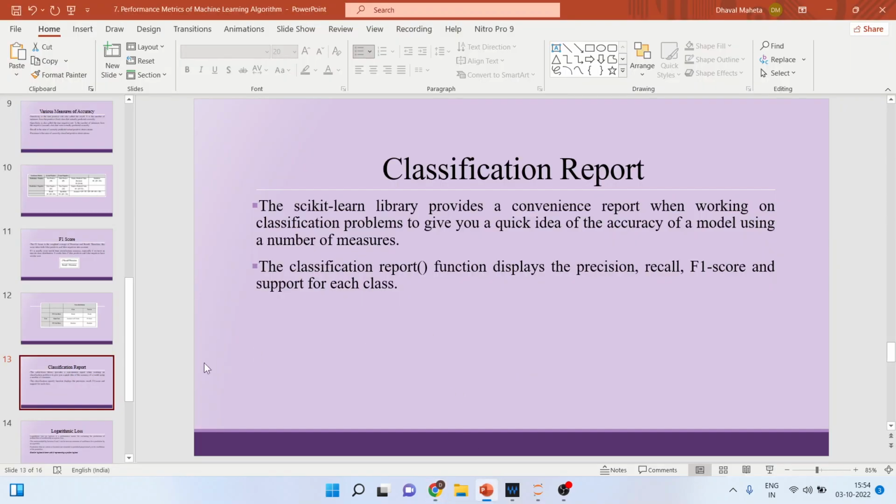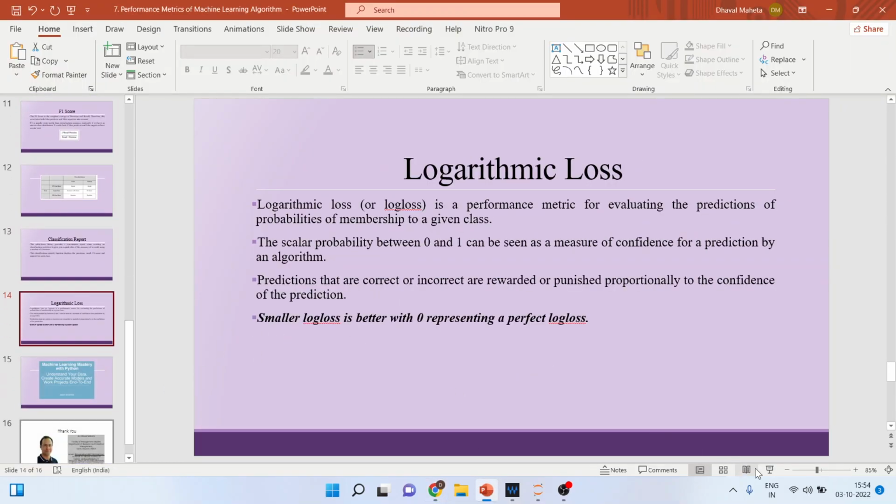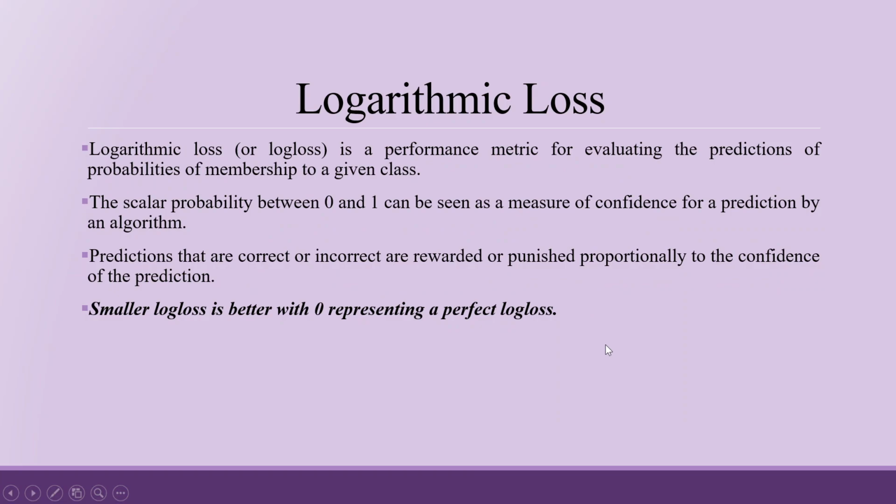The next is logarithmic loss. The logarithmic loss or log loss is a performance metric for evaluating the predictions of probabilities of membership to a given class. The scalar probability between 0 and 1 can be seen as a measure of confidence for a prediction by an algorithm. Predictions that are correct or incorrect are rewarded or punished proportionally to the confidence of the prediction. The bottom line is smaller log loss is better, with 0 representing a perfect log loss.